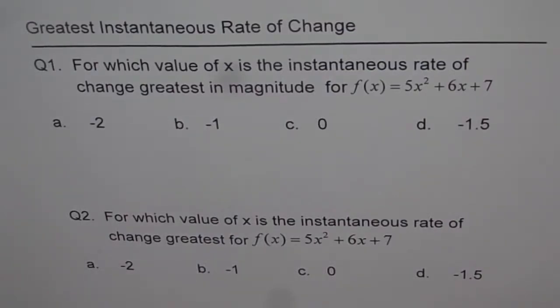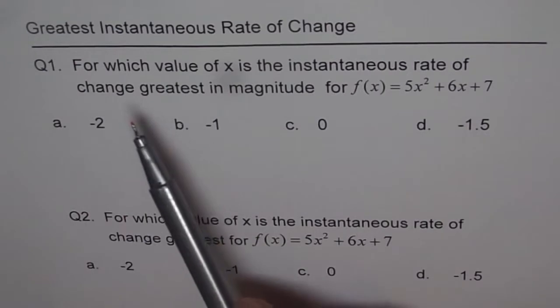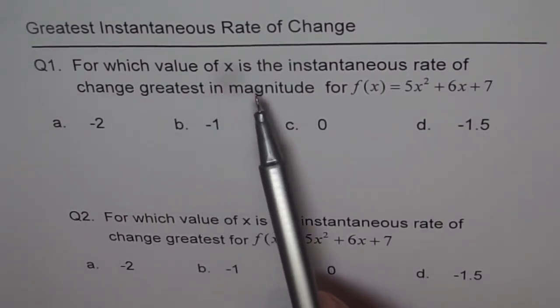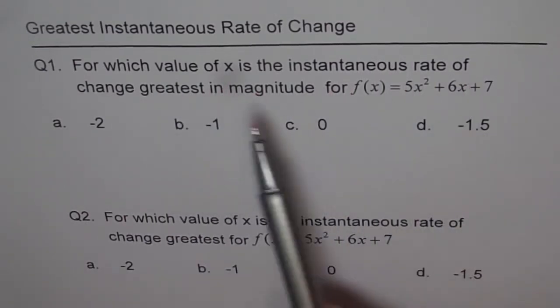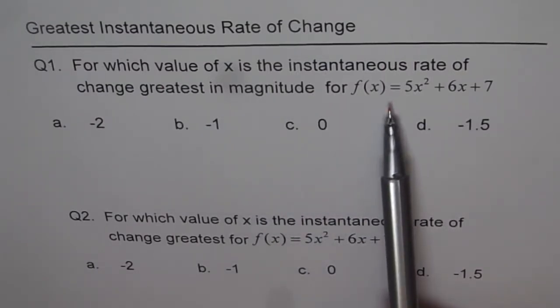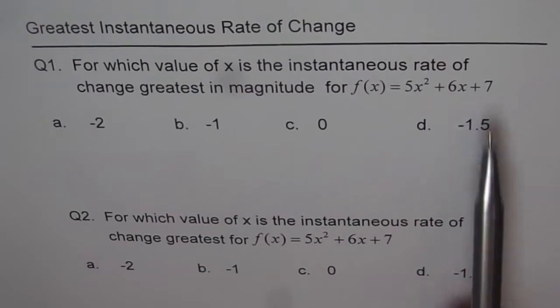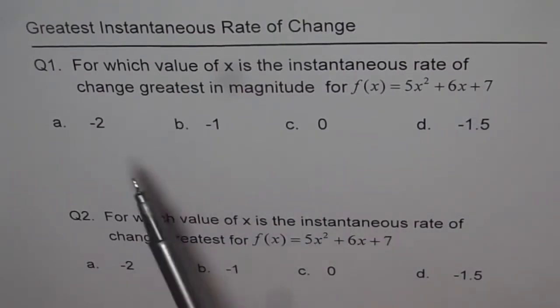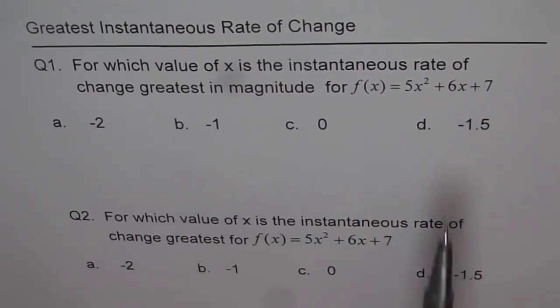Here is a very interesting multiple choice problem which I have seen in test papers. It says greatest instantaneous rate of change. Question 1: for which value of x is the instantaneous rate of change greatest in magnitude for f of x equals 5x squared plus 6x plus 7? You're given 4 choices: minus 2, minus 1, 0 and minus 1.5. Question 2 is very similar with one difference.